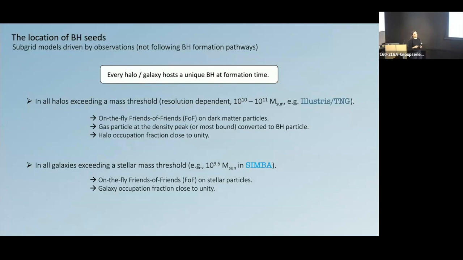So the threshold here is a stellar mass of 10 to the 9.5, and it's the same thing. You run a friends-of-friends on the stellar particles. A recent simulation, Astrid, is using both criteria. The most important one, I think, is the halo mass, but at least the stellar mass ensures that you actually form the black hole in a system that is already evolving. You can already call it a galaxy, and it's forming stars, basically.